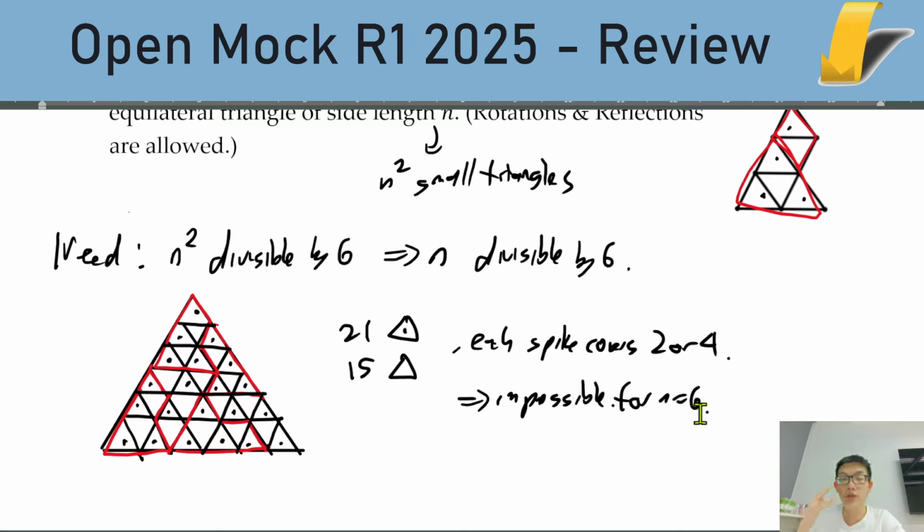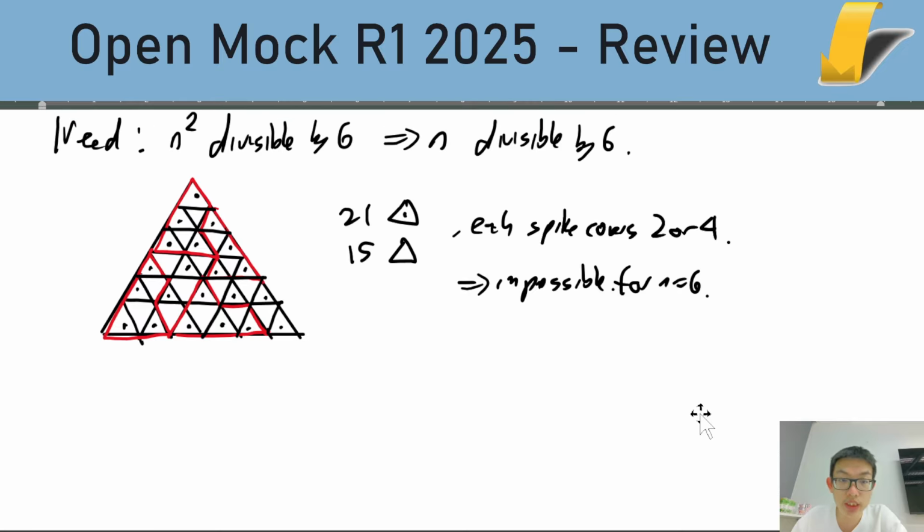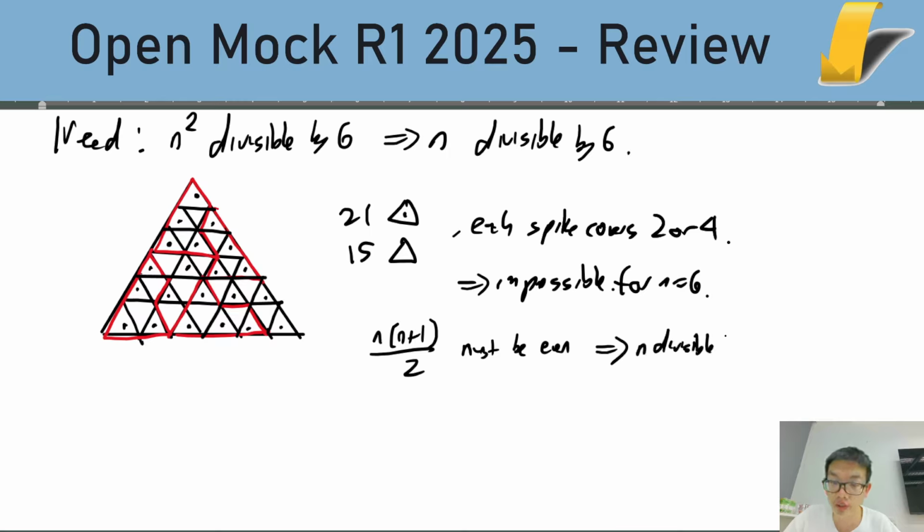Now, if it's impossible for n equals 6, I am quite confident that by the same logic, it is going to be impossible for any odd one, because (n+1)/2 of these dotted ones here, this must be even. And so if it must be even, then n must be a multiple of 4. So therefore, you need n to be a multiple of the LCM, which is 12.